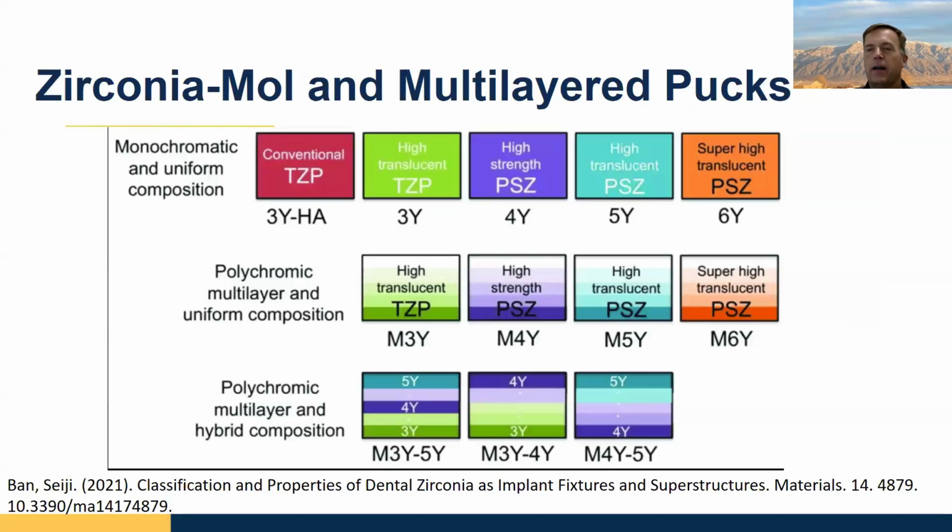Zirconia pucks are often differentiated by how much yttria they have in them. The percentage of yttria is referred to as mole. When they first came out, everything was 3% yttria, which is now called 3 mole. It's very strong, but it's pretty opaque, with not a lot of translucence.